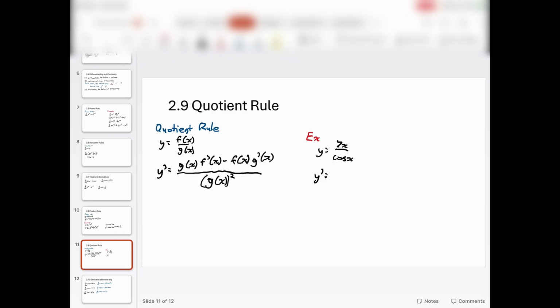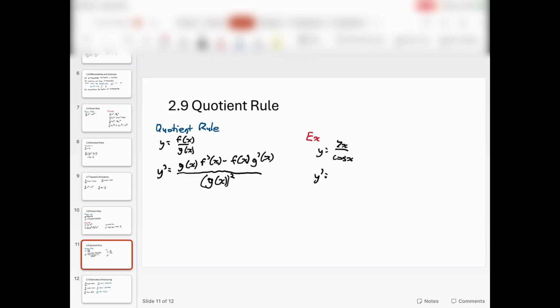So now looking at the quotient rule. The quotient rule is when you're dividing a function by another. And it's given by g of x times the derivative of f of x minus f of x times the derivative of g of x, over g of x squared. And an easy way to remember this is low d high minus high d low.